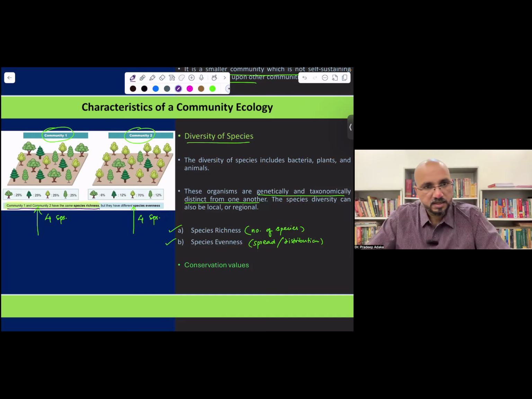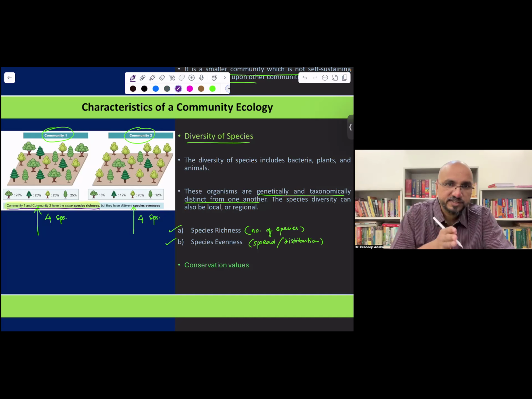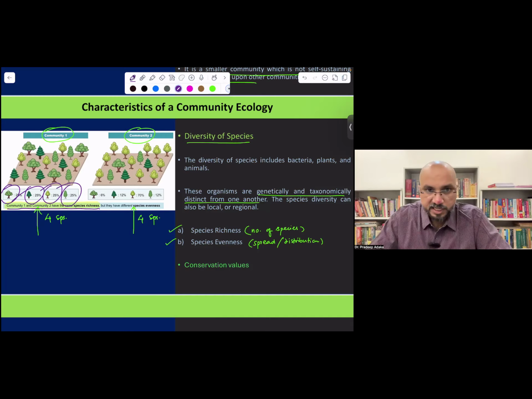But community 1 has more species evenness than community 2. In community 2, these 4 species are not equally distributed. In community 1, all the species have the same population. So 25% of this type of tree, 25% of a conifer, some type of conifer, 25% of another. So all the 4 species are equally distributed, with the same population. This is called species evenness.